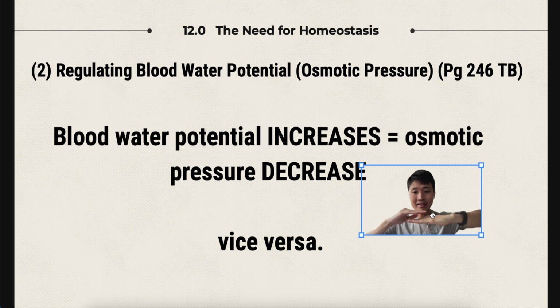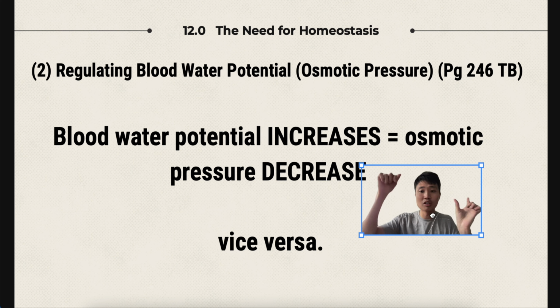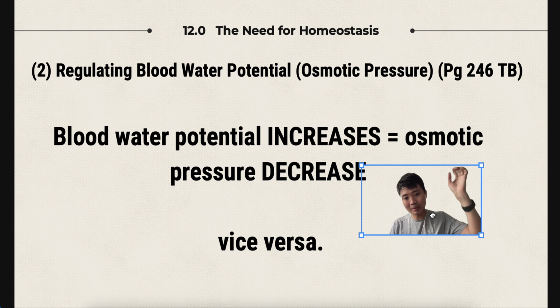So let's say in your blood there's more water. If there's more water, the blood water potential will increase. But with that being said, you can either say that, or the osmotic pressure will decrease. You get what I mean? So if blood water potential increases, with this new term, osmotic pressure will decrease. But if the blood water potential decreases, osmotic pressure will increase.